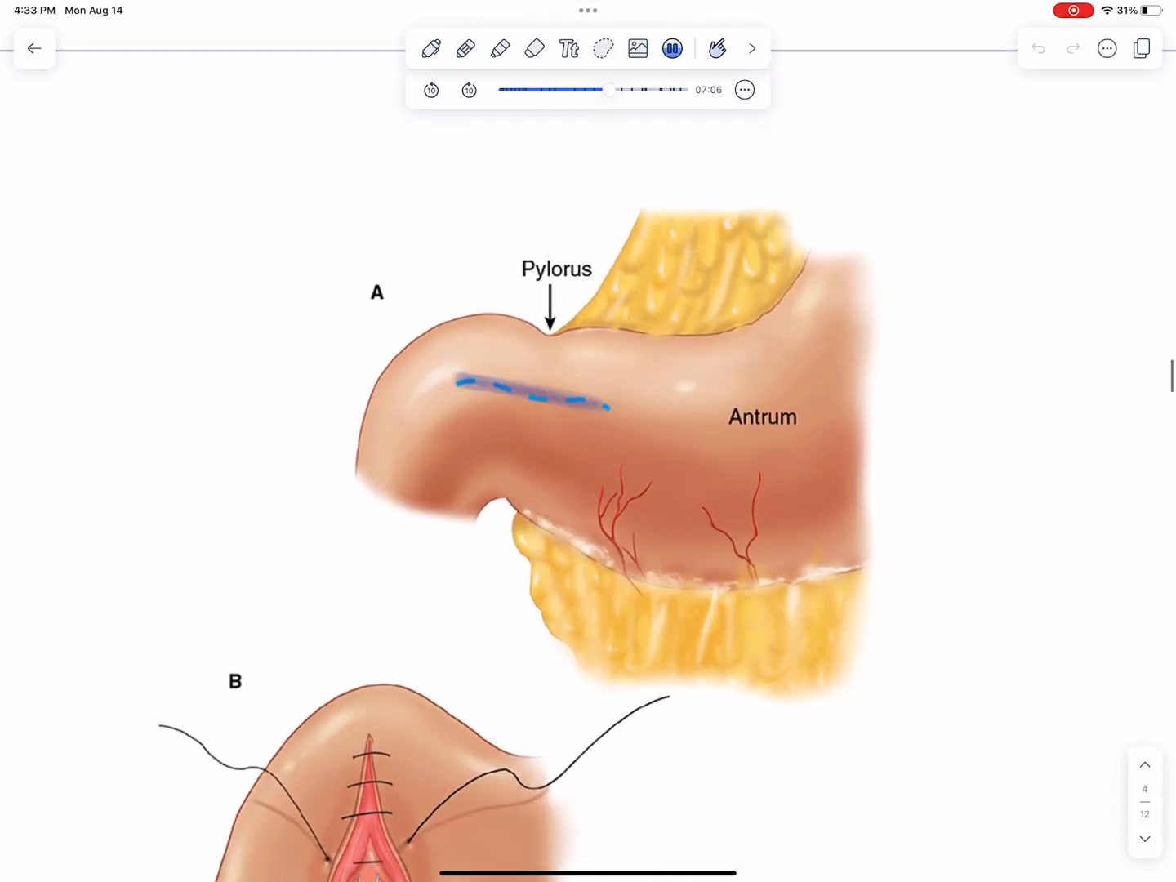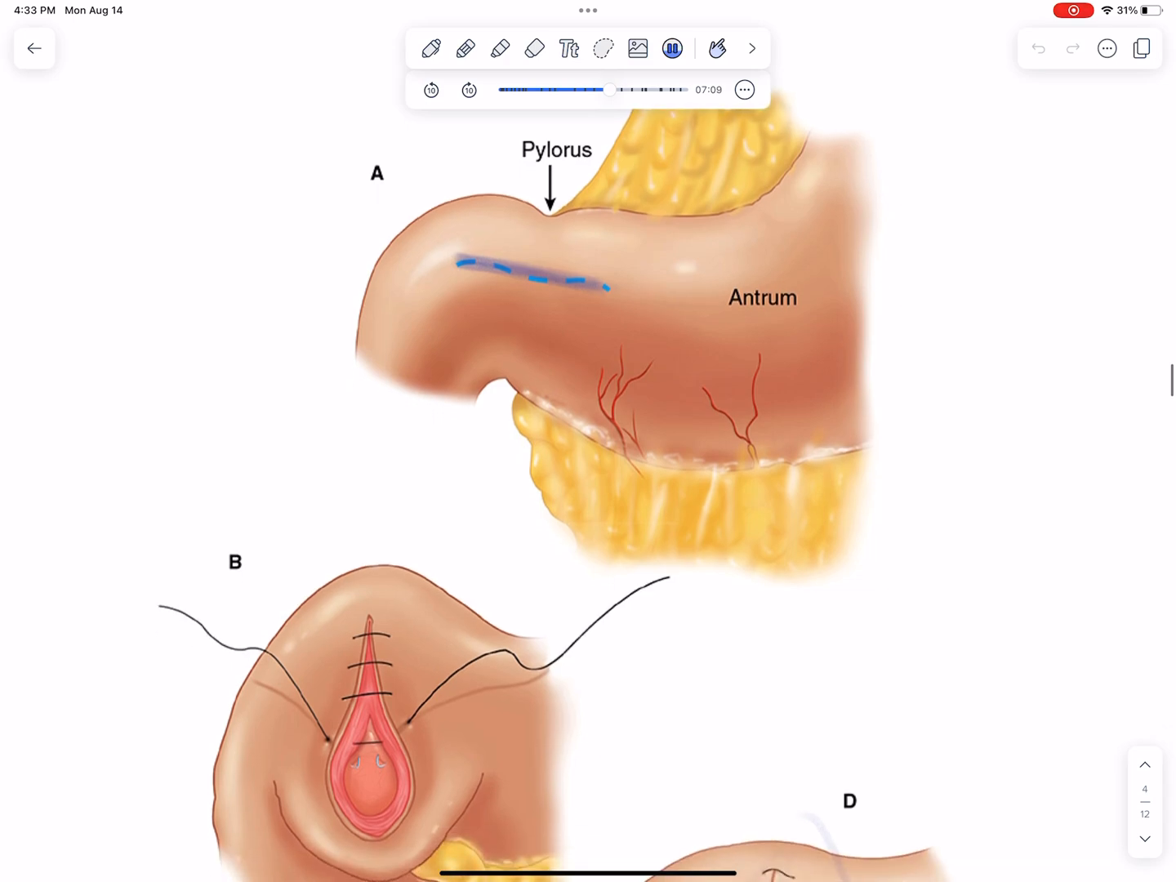Here is what we would consider one of the procedures called a pyloroplasty, where an incision is made along the pylorus in such fashion, and then it's sutured in the opposite direction to make a larger passageway, and this is the end result.